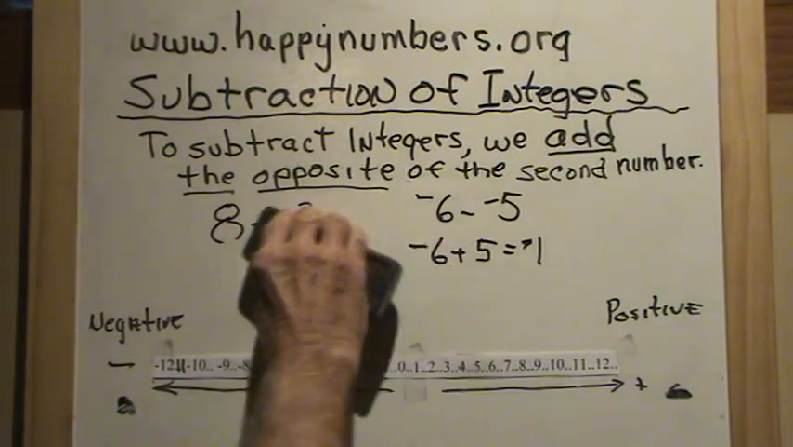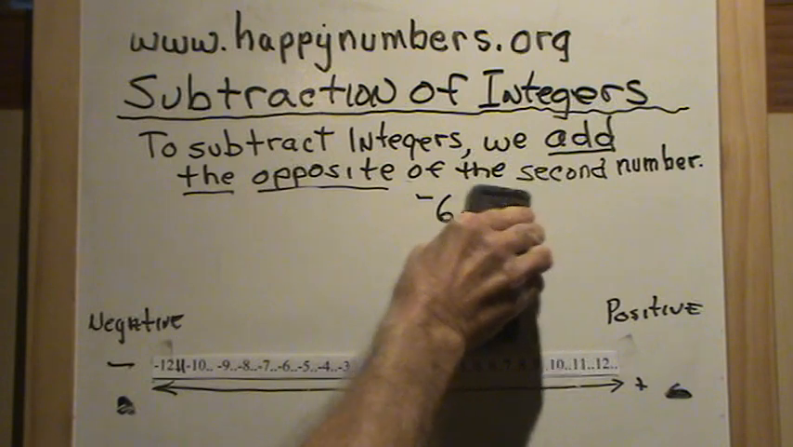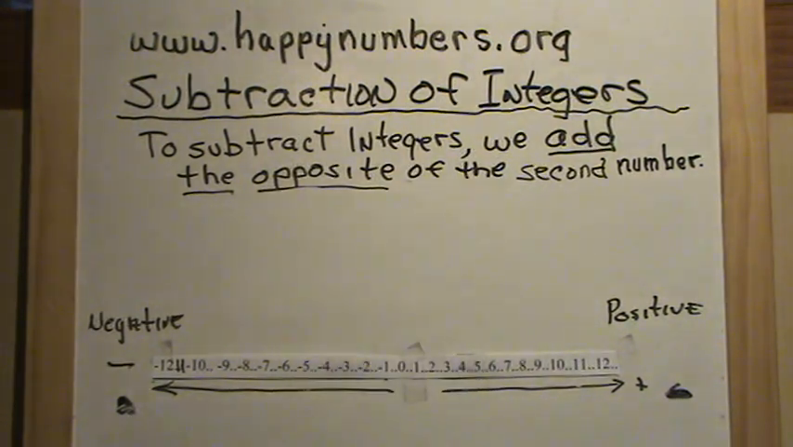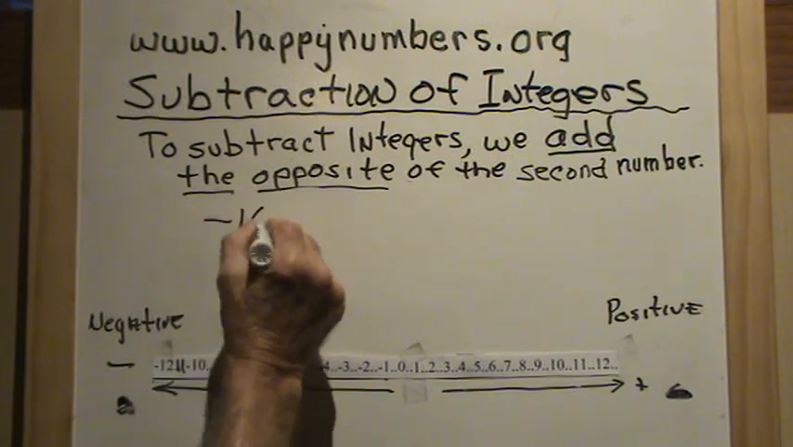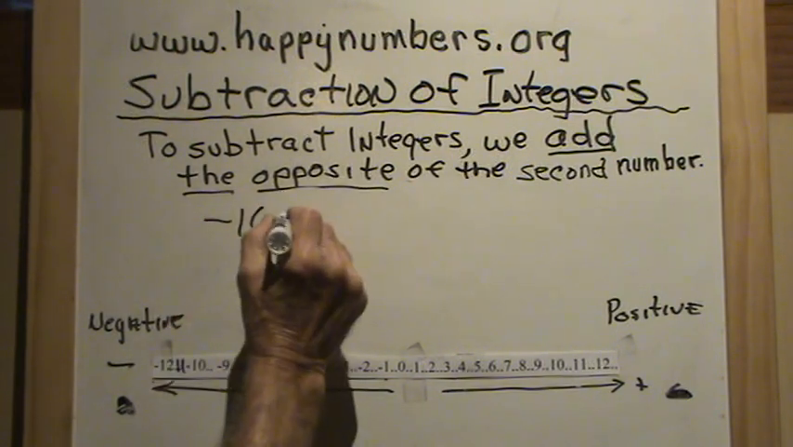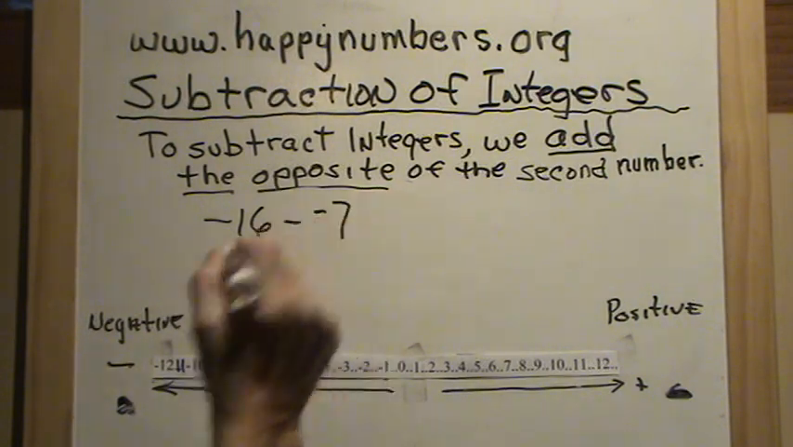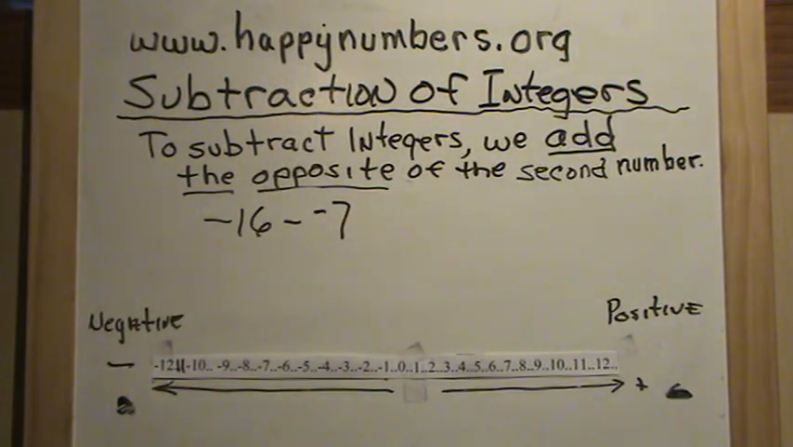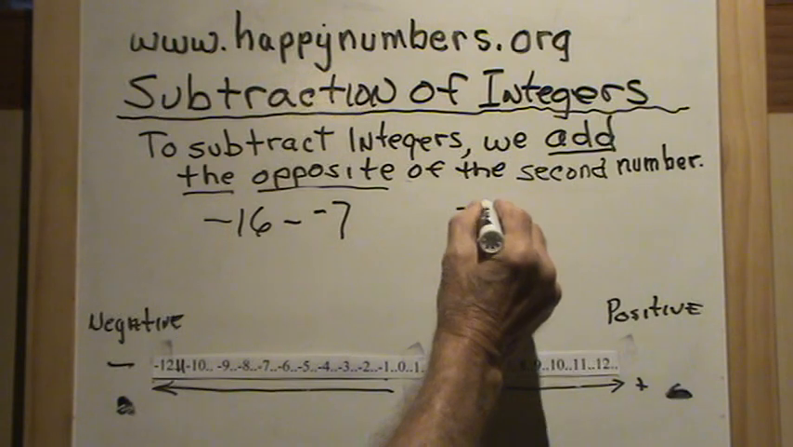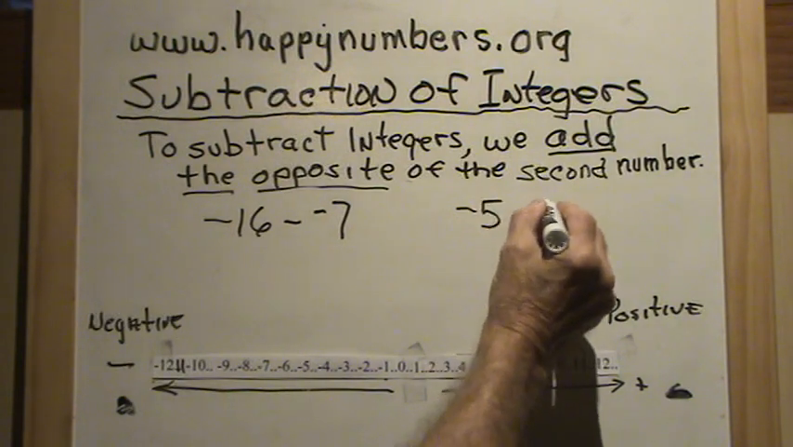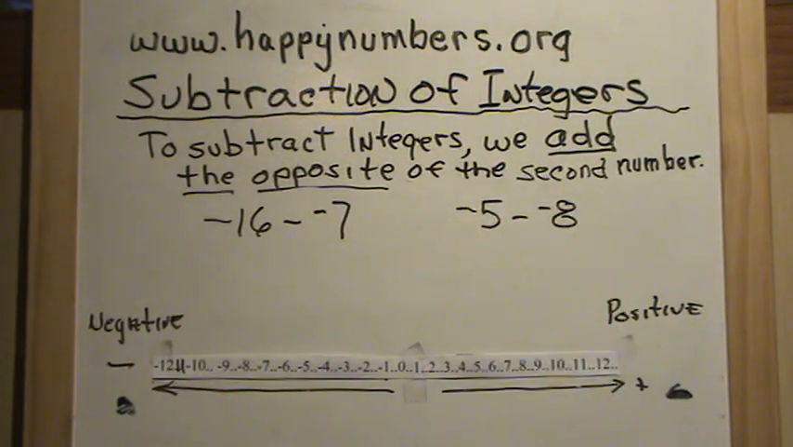Well, good. Let me put a couple more problems up for you. Let's try negative 16 minus negative 7, and let's try negative 5 minus negative 8. Go ahead and work those and put your video or DVD on pause, and then we'll come back to it and we'll go over some of the problems.